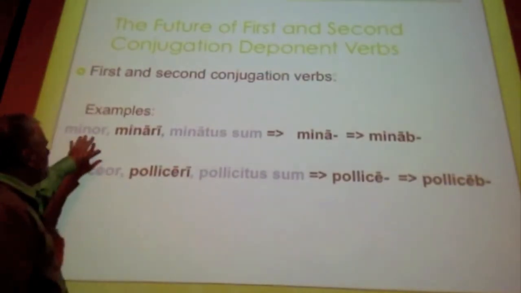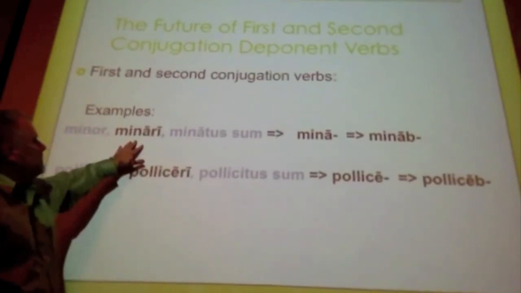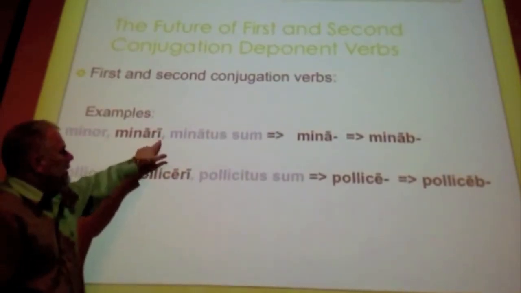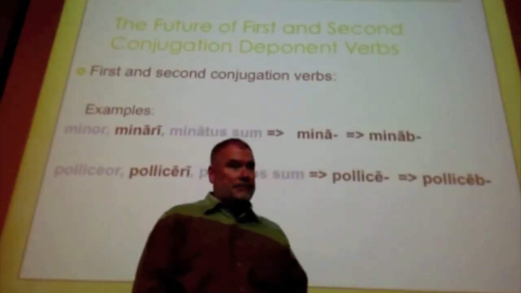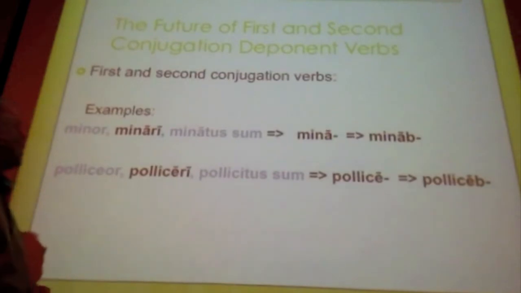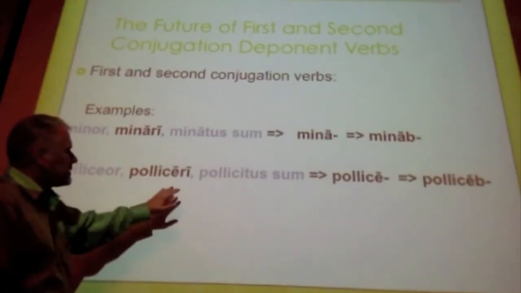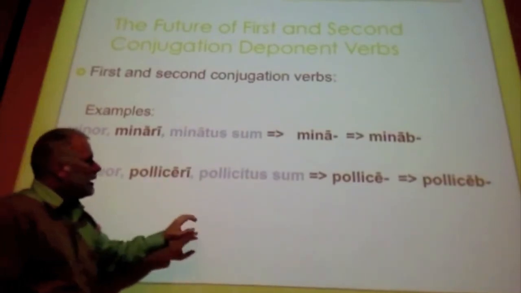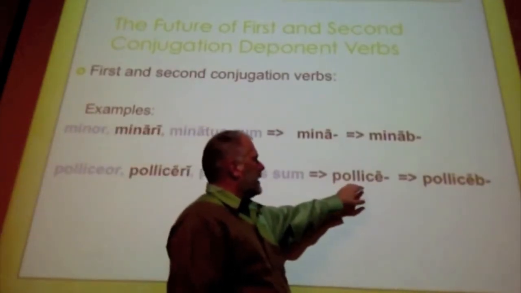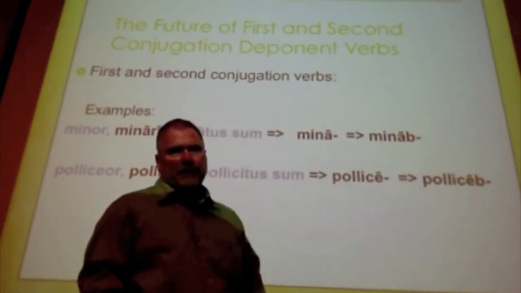Here's a typical deponent verb: minor, minari, minatus sum. Take the infinitive minari and remove the ri and you get mina. And then you just add the b and you get minab. And that is your future stem. For a second conjugation word like polliceor, polliceri, pollicitus sum, again, you remove the ri from the infinitive, you get pollice, and then you add a b, pollicеb, and that is your future stem.